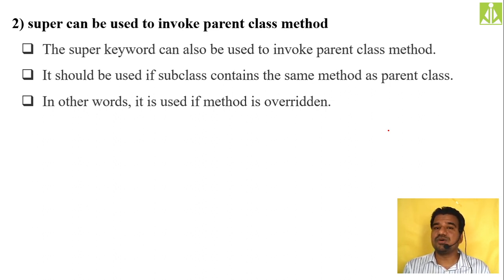So in case of overridden methods, to refer the parent class method, overridden methods means what? Both the parent class as well as the child class will have the same method names. We call such methods overridden methods. So again, the same problem will come there.